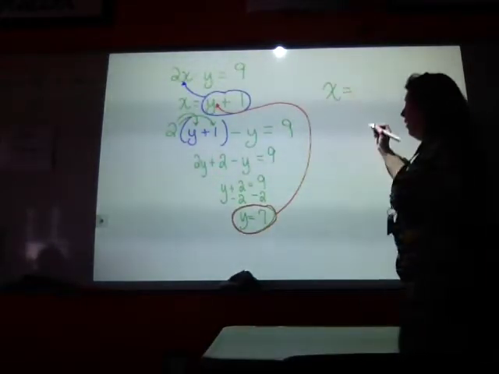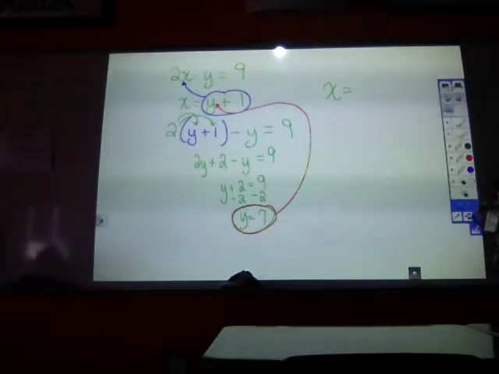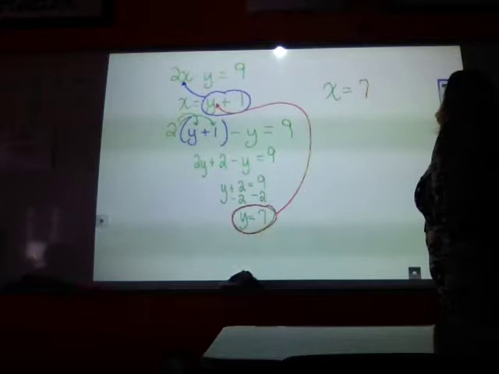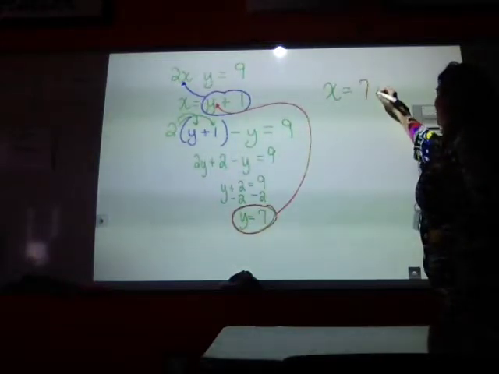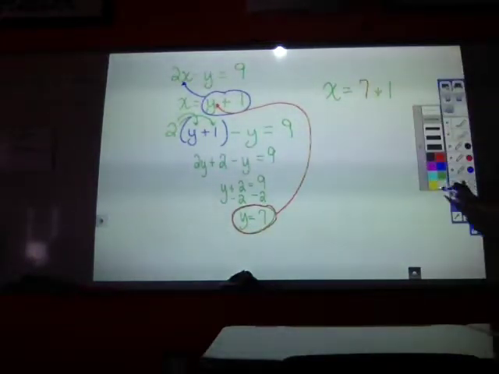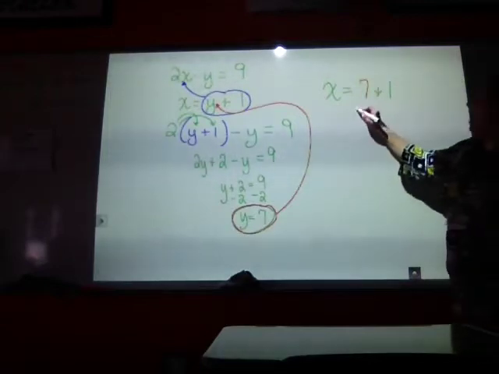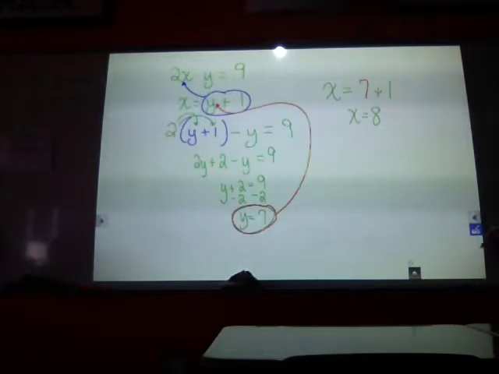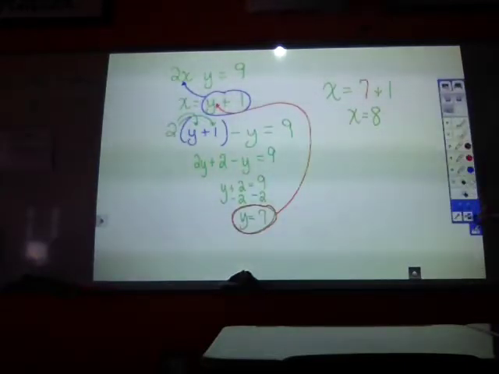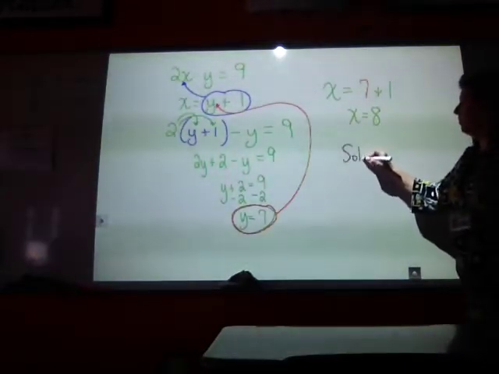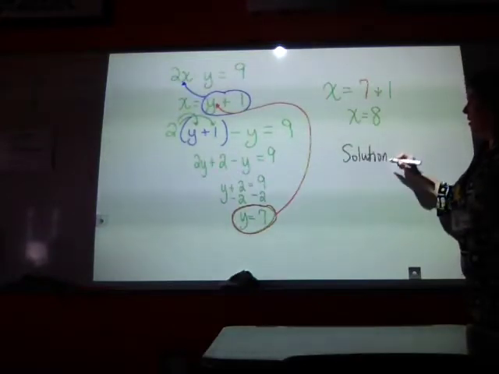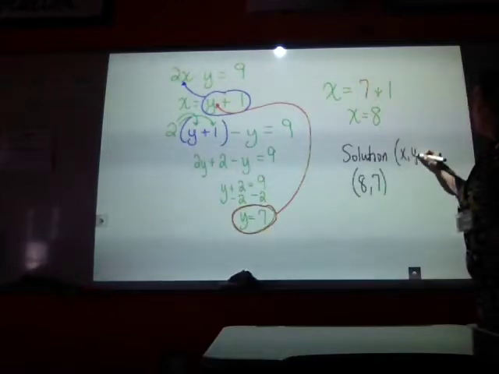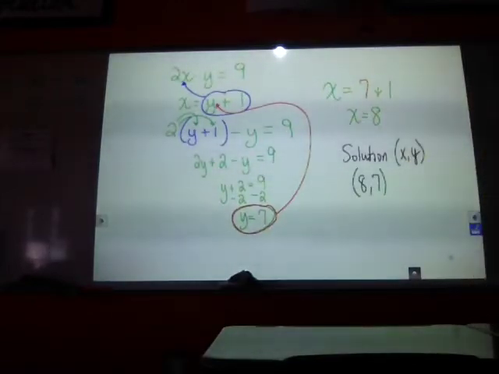x is going to be equal to 7 plus 1. So what's that going to get me? 8. x is going to be equal to 8. Everybody agree? So what is my ultimate solution going to be? 8, 7. It should be 8, 7, because remember our solution is written in x, y. So my solution should be 8, 7.